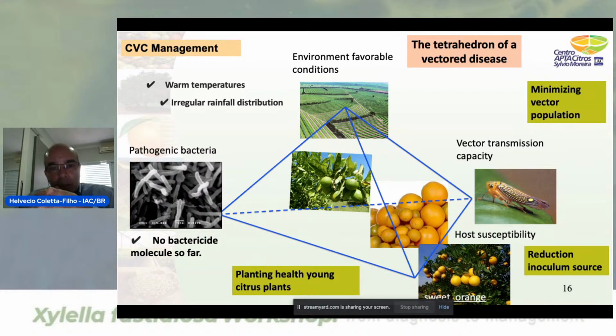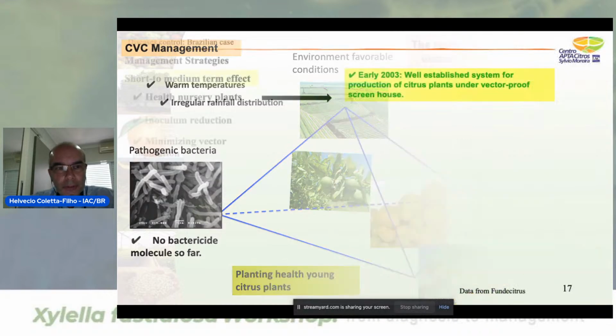So, the strategy to manage the disease: remember that you have no bactericide molecules so far. You have some bacteriostatic, but no bactericide molecules so far to deal with the bacteria in the xylem vessel. So the management of the disease is based on minimizing the vector population, plant health, young citrus plants, and also inoculum reduction. That is the basis of the management of CVC in São Paulo state.